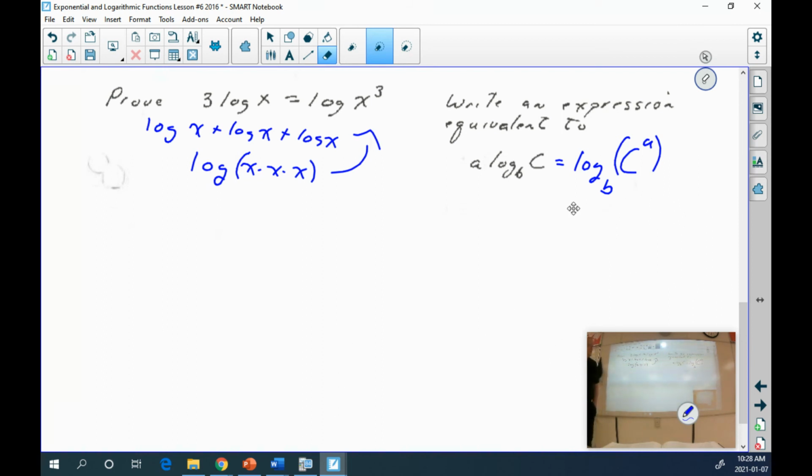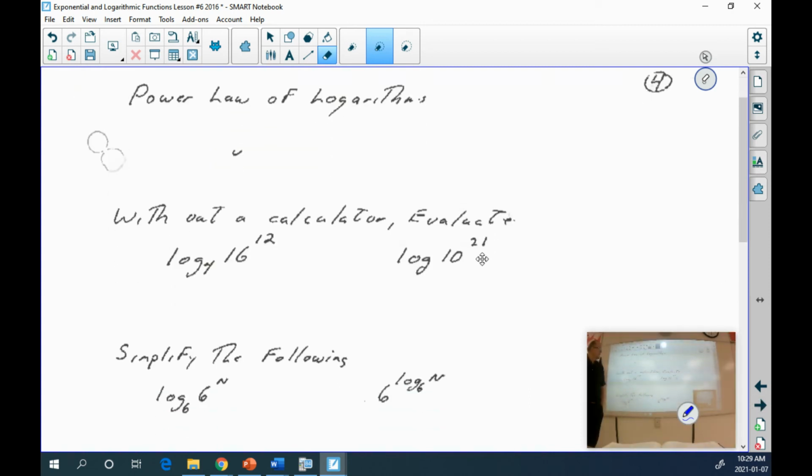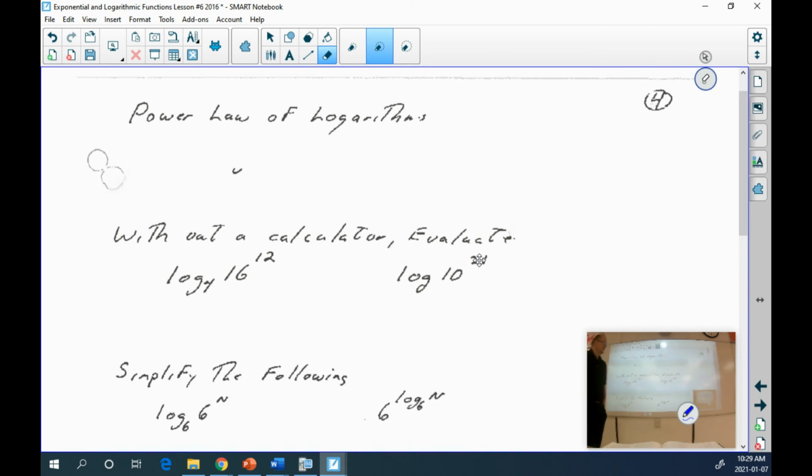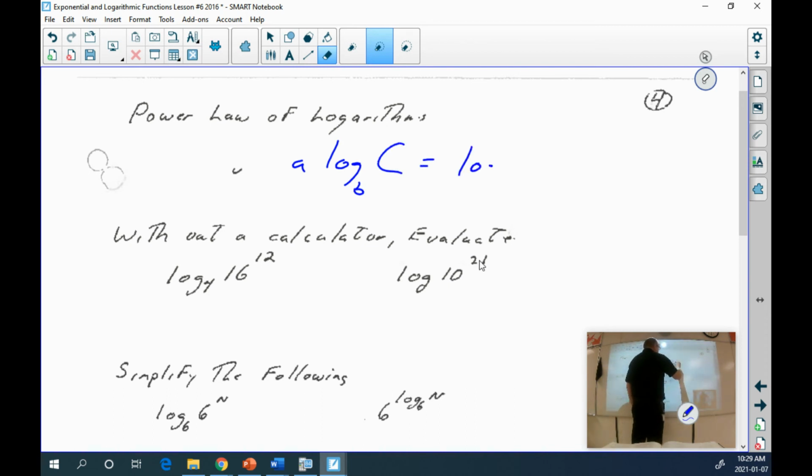Now, what this means is we can go back and forth. In a lot of cases, it's convenient to shape the a up to above the c, and sometimes it's convenient to shape the a down to in front of the logarithm. So that is the power law for logarithms. We have a log base b of some number c, that is equivalent to log base b of c to the power of a.